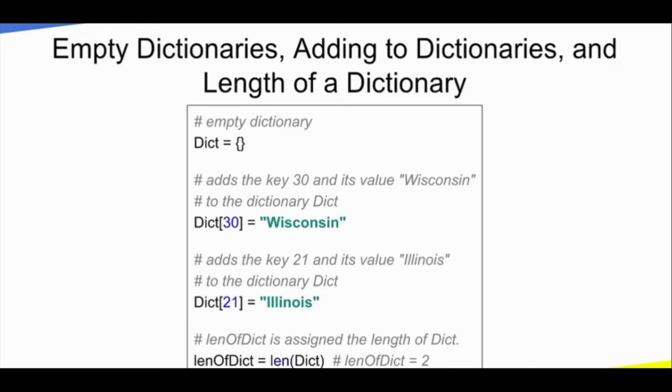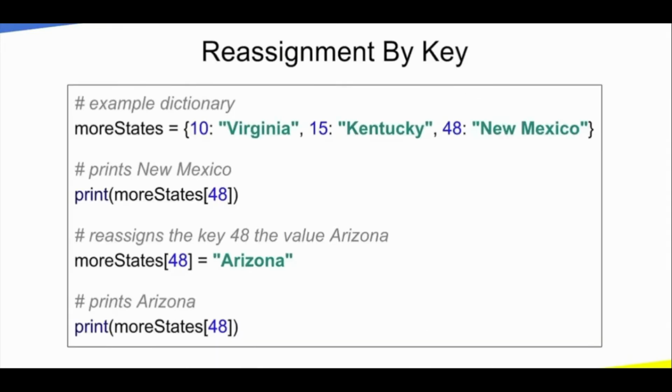So coming up to the next slide. Now in the next slide you can see that we have reassignment by keys. I have told you earlier also that lists and dictionaries are very related to each other. Here we create a new example of a dictionary to give a variety. I have used more states and given the values.